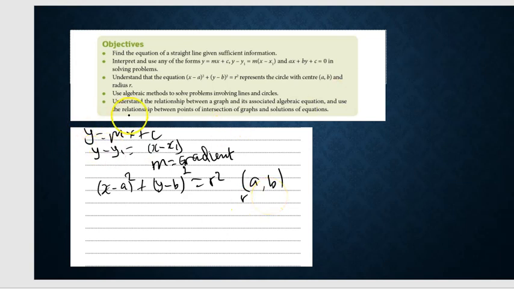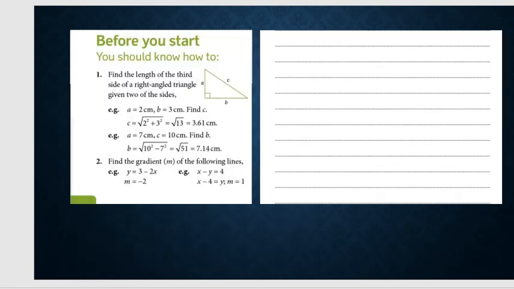We are also going to use algebraic methods to solve problems involving lines and circles, understanding the relationship between a graph and its associated algebra. So this is the algebraic method of solving some equations, and how to use the relationship between the two points given at the intersection of the graph and the solutions of the given equation. Conceptual understanding. What do you know in terms of equations? Is it the equation of the line, the equation of the perpendicular line, and the equation of the parallel line? What do you know? Test your understanding.